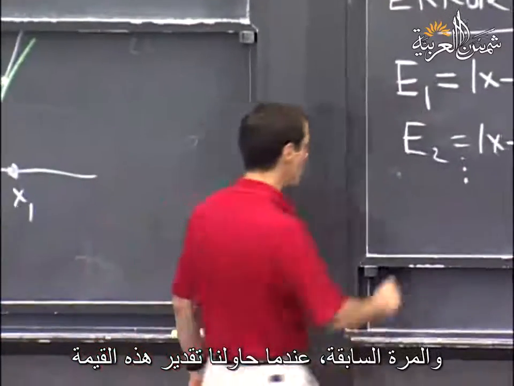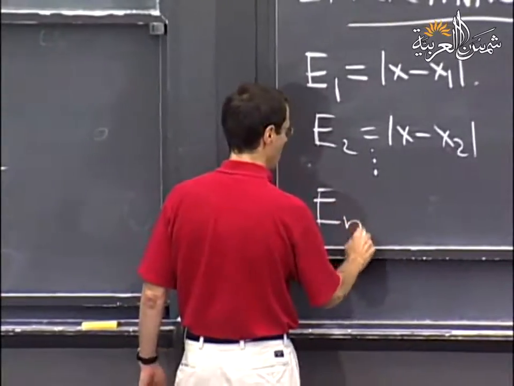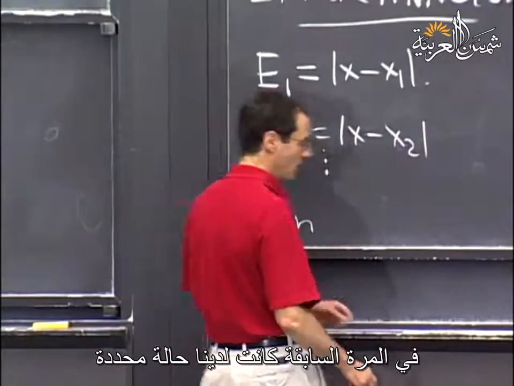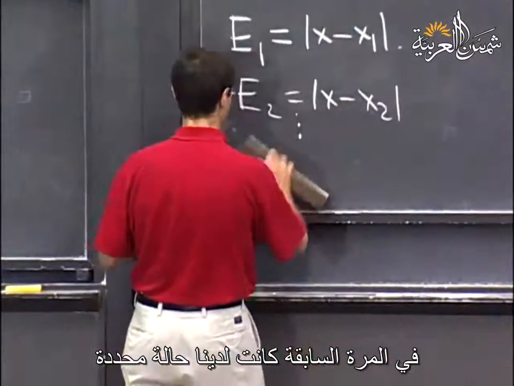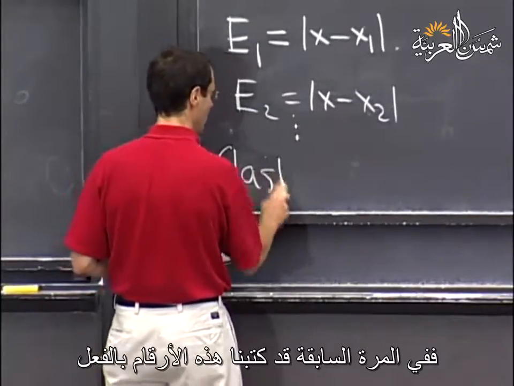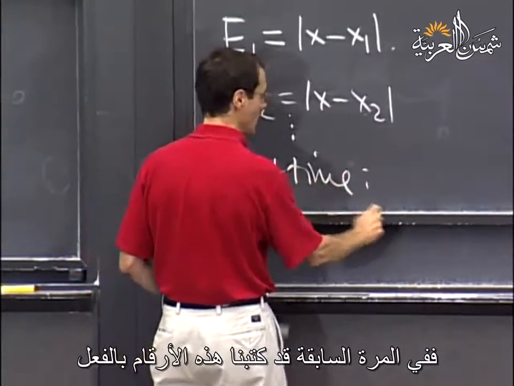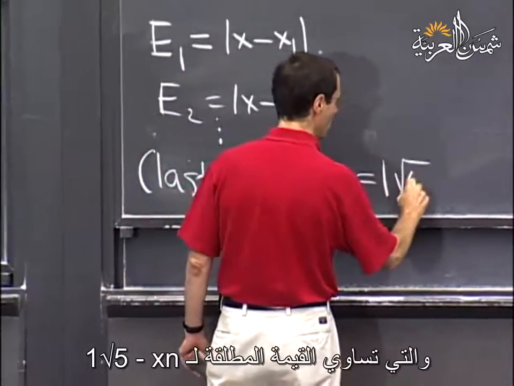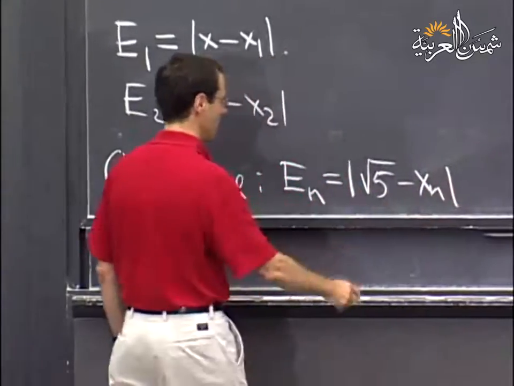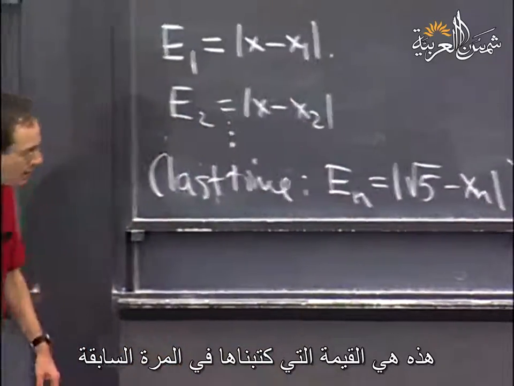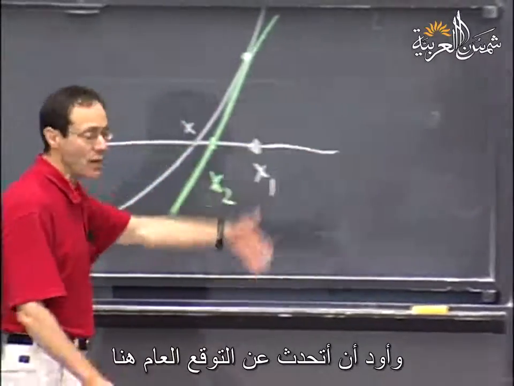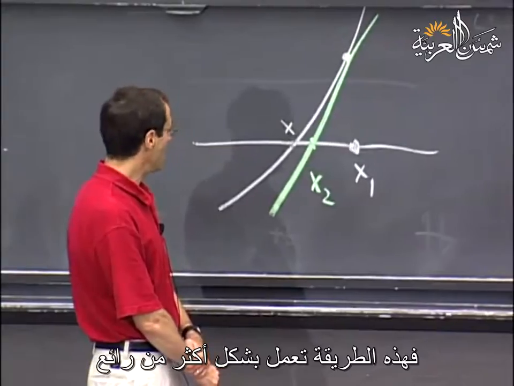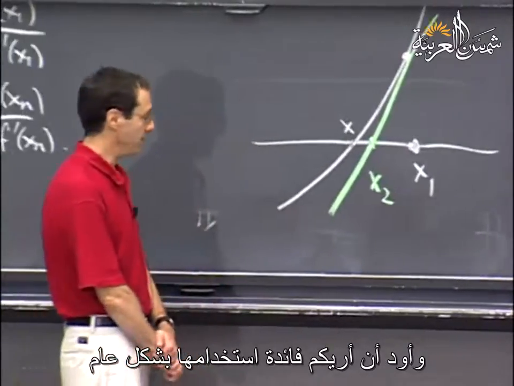And last time when I was estimating the size of this, so En would be whatever it was. Last time, remember, we did it for a specific case. So last time, I actually wrote down the numbers. And they were these numbers, maybe you could call them En, which was the absolute value of square root of 5 minus xn. These were the sizes that I was writing down last time. And I just want to talk about, in general, what to expect. That worked amazingly well, and I want to show you that that's true pretty much in general.